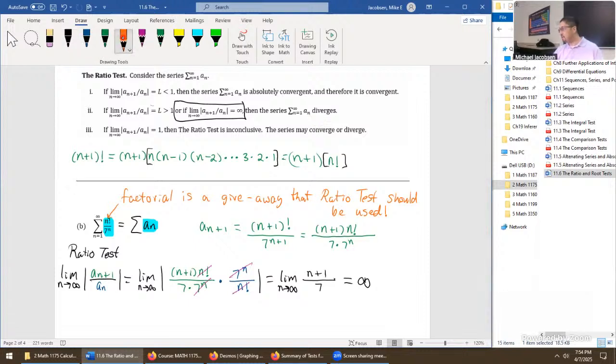So this part right here tells us the summation of a_n must diverge. Well, we did it, folks. That's the foregone conclusion on this one.